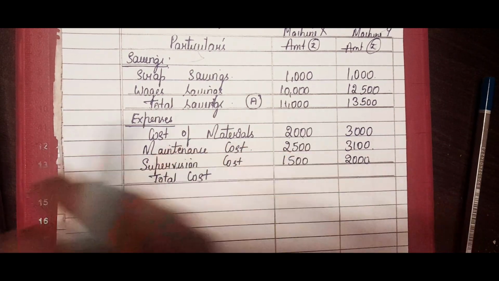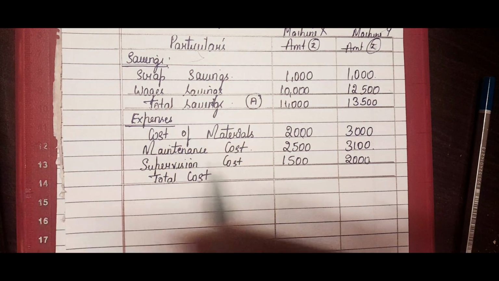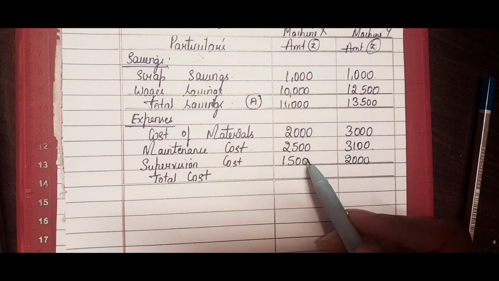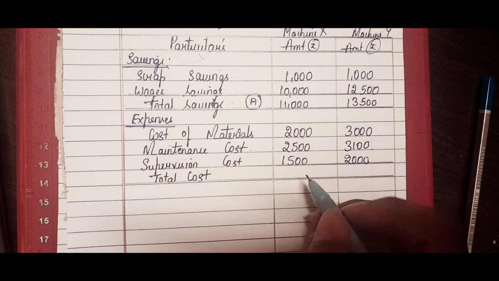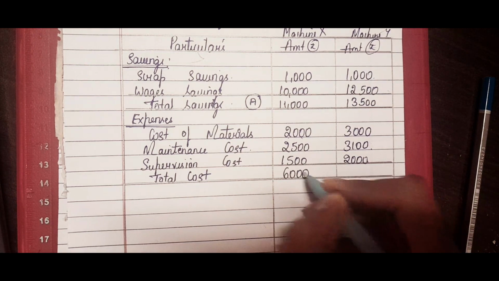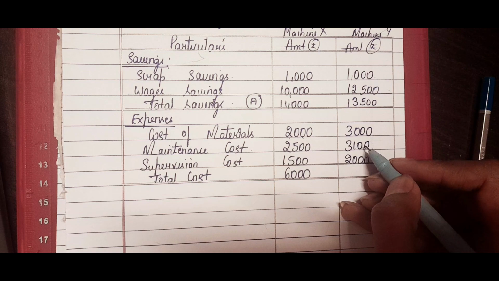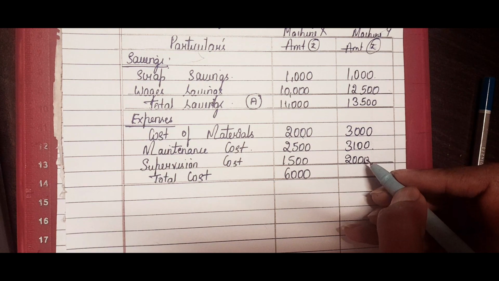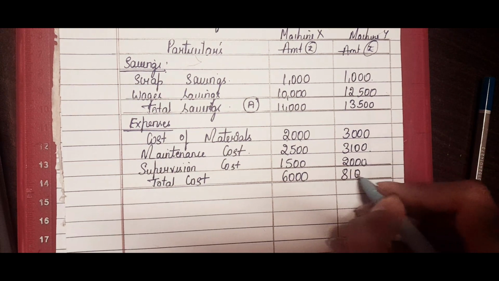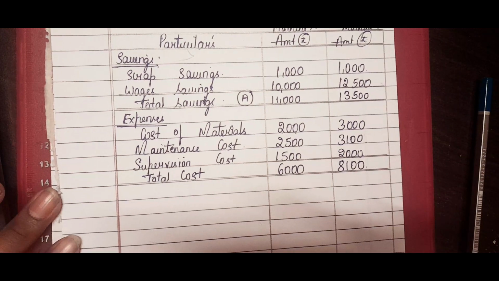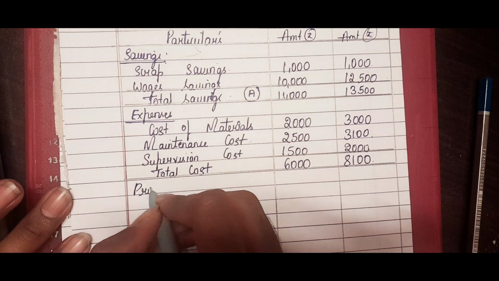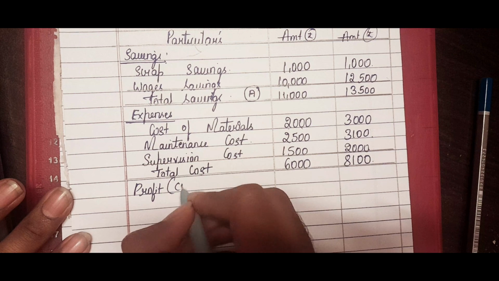So 2,000 plus 2,500 plus 1,500 will be 6,000 rupees. Here 3,000 plus 3,100 plus 2,000 will be 8,100 rupees. Now we need to know the profit. What kind of a profit?